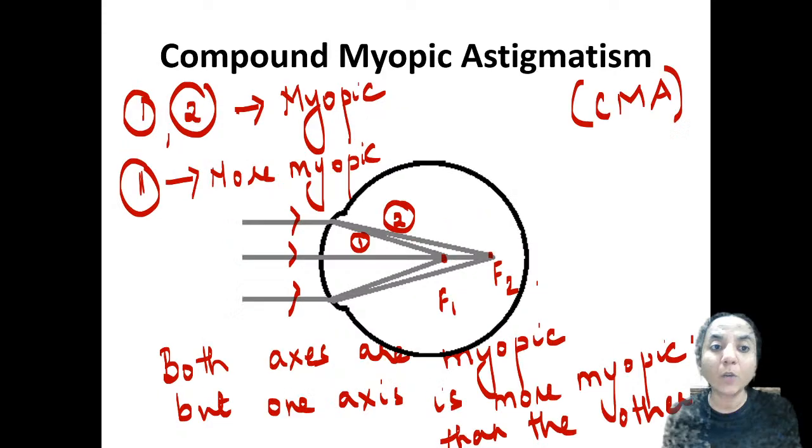But compare it with compound myopic astigmatism. In compound myopic astigmatism, both 1 and 2 are myopic. So both F1 and F2 are myopic, but F1 is more myopic than F2. Both the axes are myopic, but one axis is more myopic than the other.